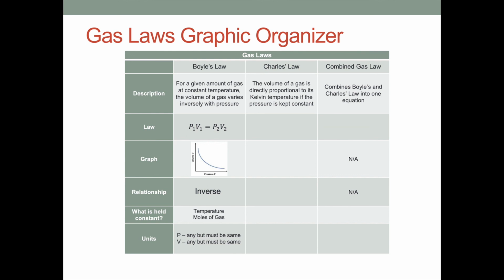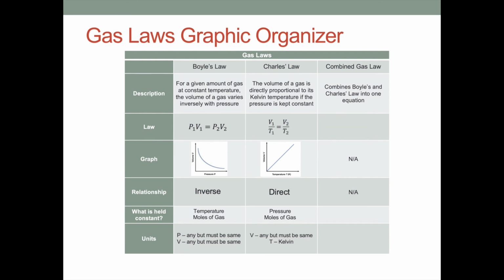For either of them, they can be any unit as long as they are the same for both sets of conditions. The mathematical expression for Charles' law is V1 over T1 equals V2 over T2. This is a straight line direct relationship with temperature and volume as your units on the graph. What's held constant here is pressure and moles or amount of gas.